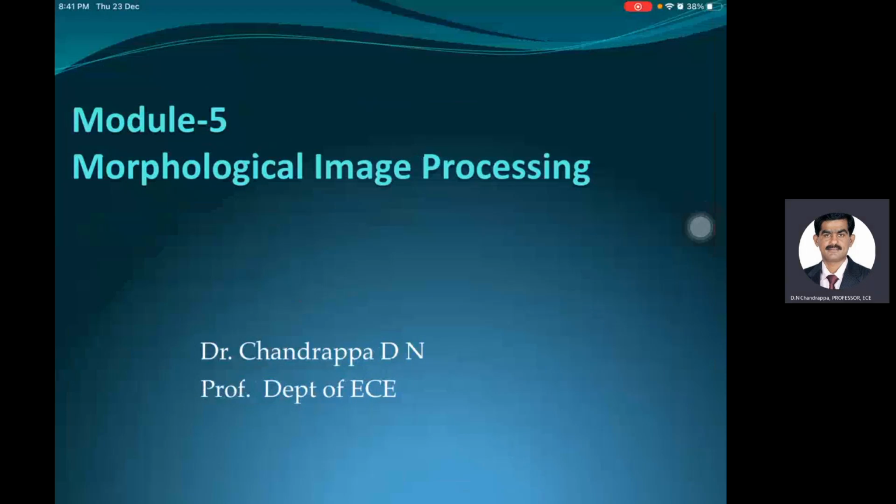So today's concept is morphological image processing. The word morphology commonly denotes a branch of biology. It deals with the form and structure of animals and plants.